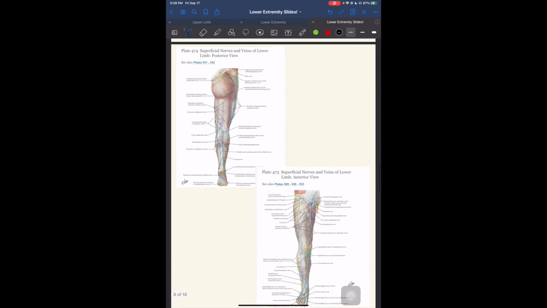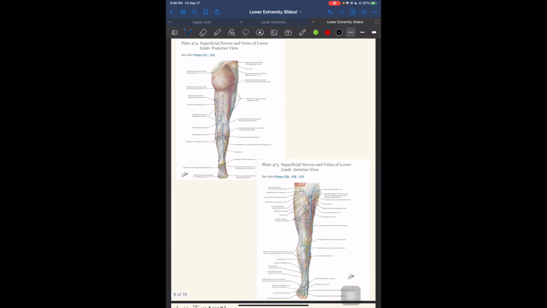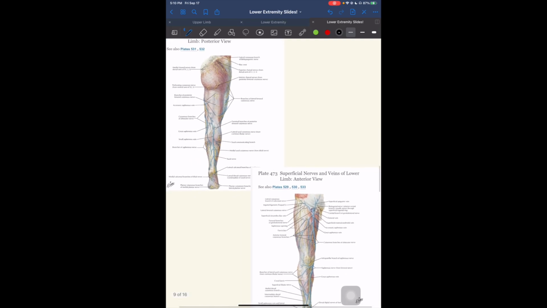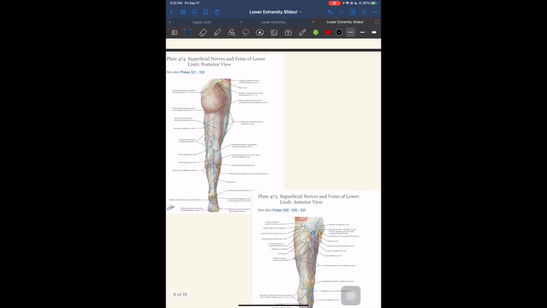Just a little note, there's really not that much to say about veins in general, because for the most part, like in the arm, they're just venae comitantes, veins that are named the same as the artery they're running alongside. They're not really doing anything different than the artery, with the exception, a very extremely important exception, of our great and small saphenous veins. So this is insanely important.